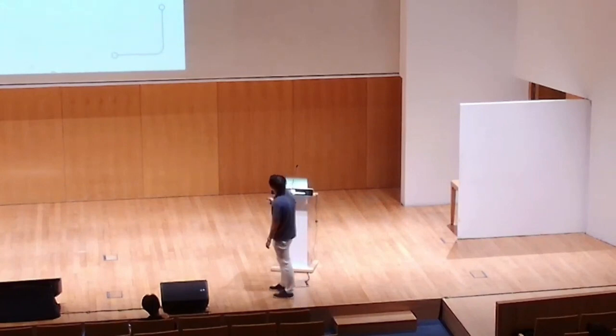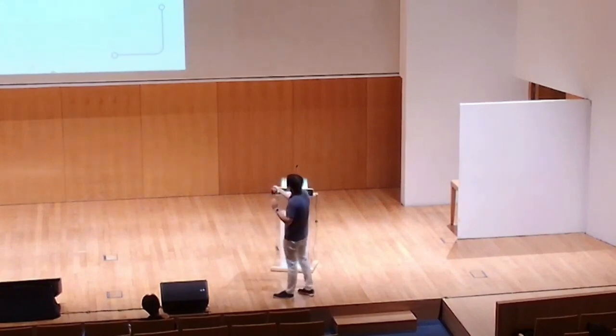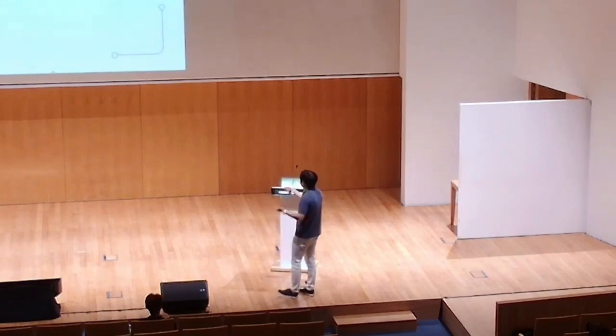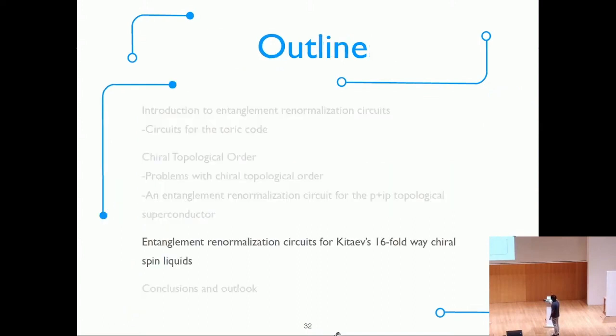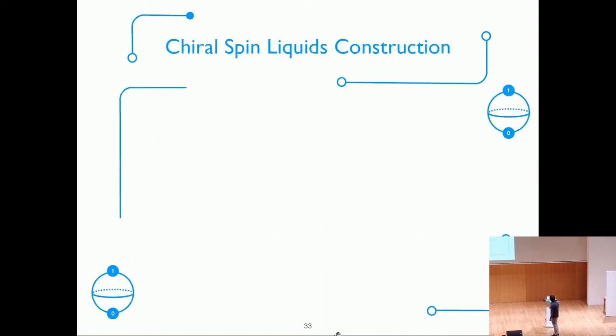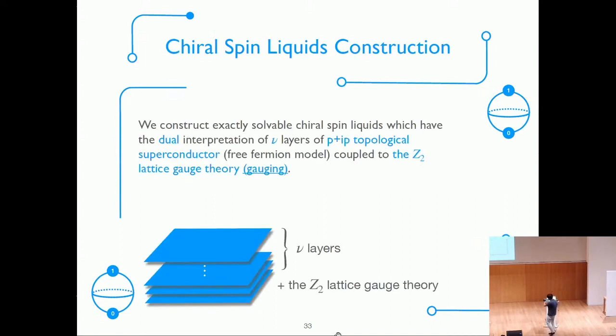How to prepare interacting chiral states with intrinsic chiral topological order? That's our bigger question. And now we construct an entanglement circuit for so-called chiral spin liquids, which fall into Kitaev's 16-fold way classification. And the circuit is called a MERA with quasi-local evolution, MERA-QLE. So now we want to introduce the chiral spin liquid construction.